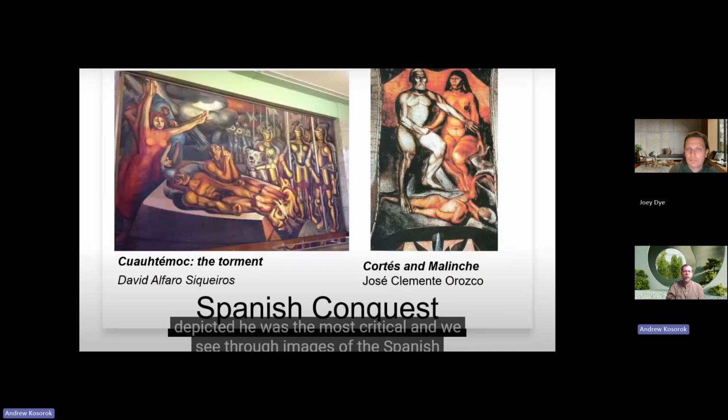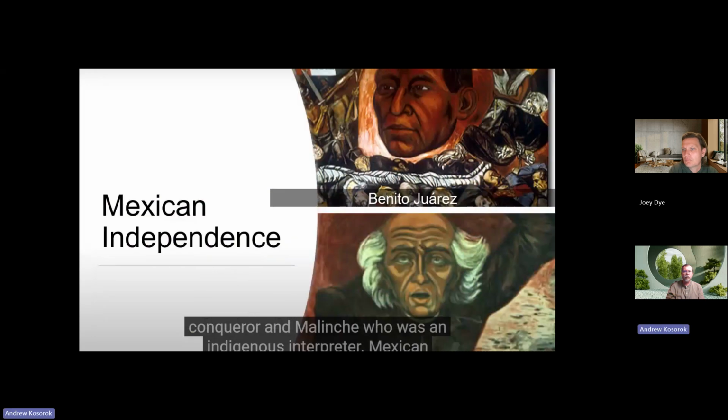Here we see two images of the Spanish conquest, also showing different perspectives. David Alfaro Siqueiros, again, showing the most raw moments, showing the Spaniards torturing Cuauhtemoc, the last Aztec emperor, while José Clemente Orozco is showing a different image. He's showing Hernán Cortés, the Spanish conqueror, and Malinche, who was an indigenous interpreter. Mexican independence, another important time in history. Here we see two paintings by José Clemente Orozco, one of Benito Juárez, who was the leader of the Mexican independence from France, and another one of Miguel Hidalgo, the leader of the Mexican independence from Spain.